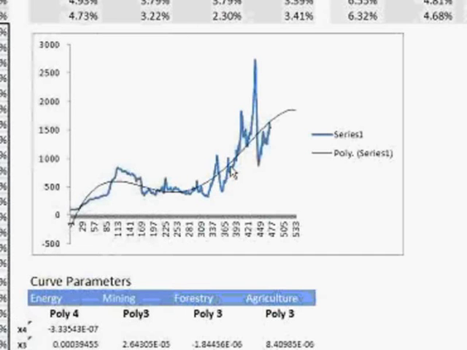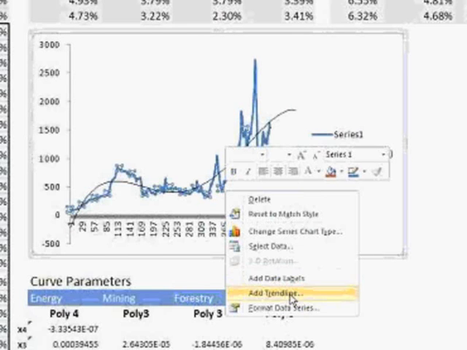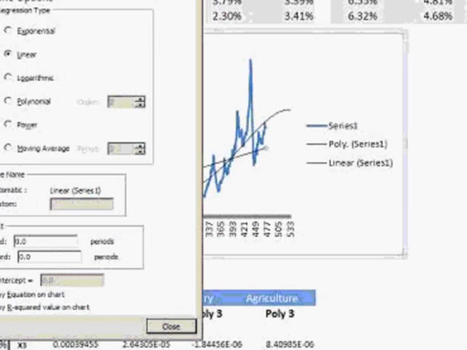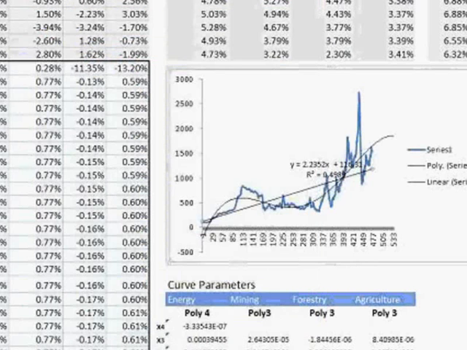So when we did this, you take a time series and you can add a trend line. So I'm going to add a new trend line and we'll take a linear one for the energy series, and we will ask it to display the R and the equation. And the R-squared value is what we did with.